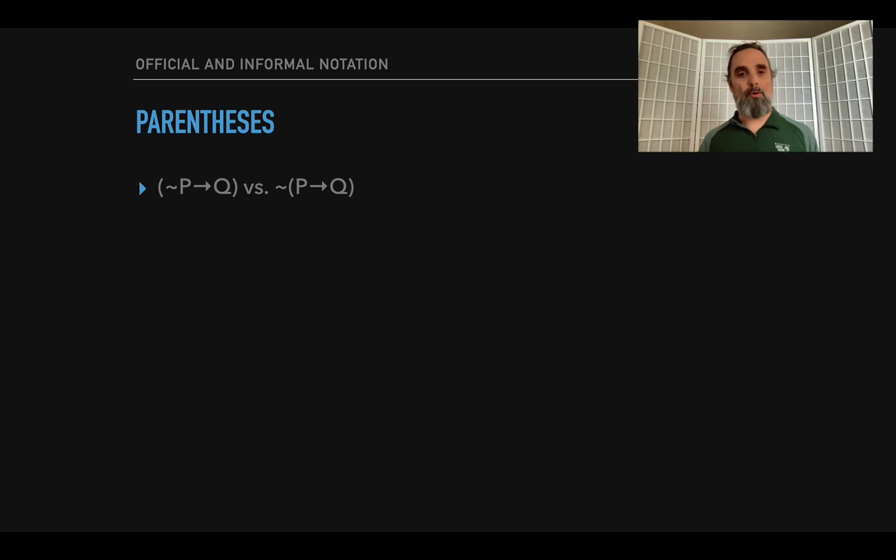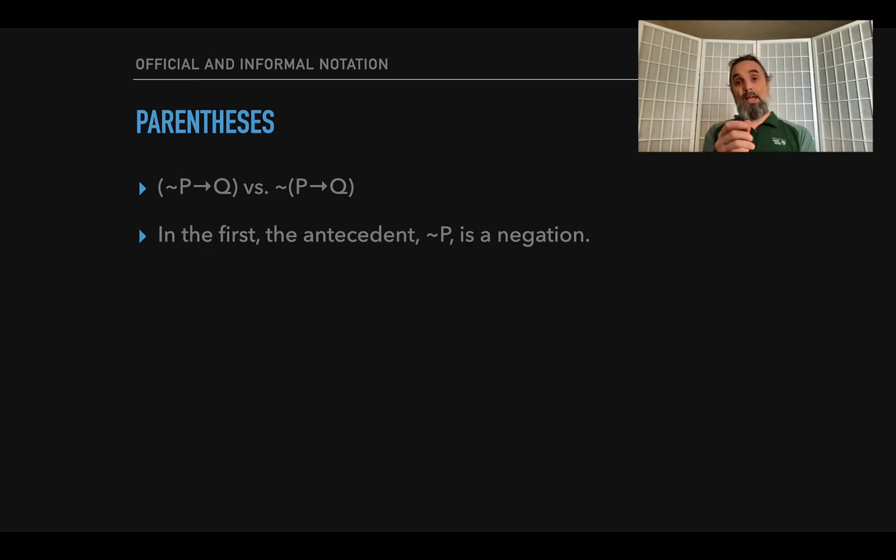So for example, here are these two sentences: parenthesis negation P arrow Q versus negation of parenthesis P arrow Q. The first says one thing. In the first, the negation is in one place. It's inside the conditional, in the antecedent, on the P, and we know that because look, the negation is inside of the parentheses.